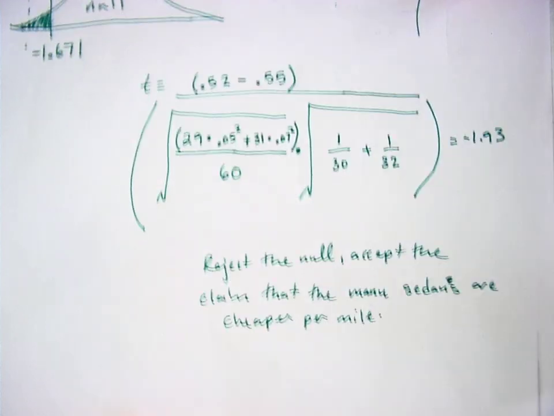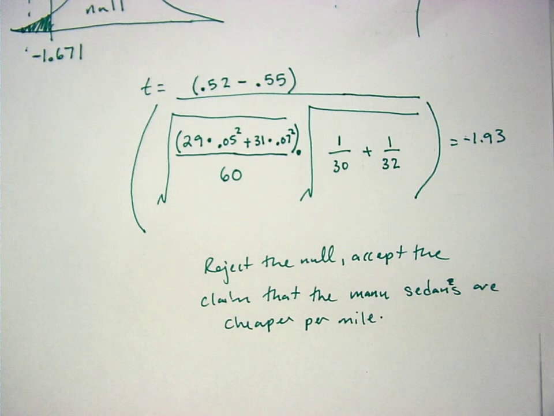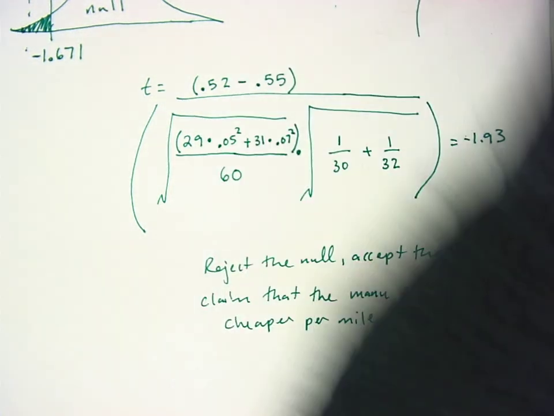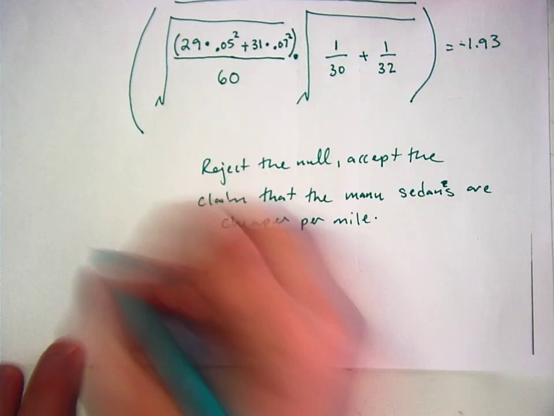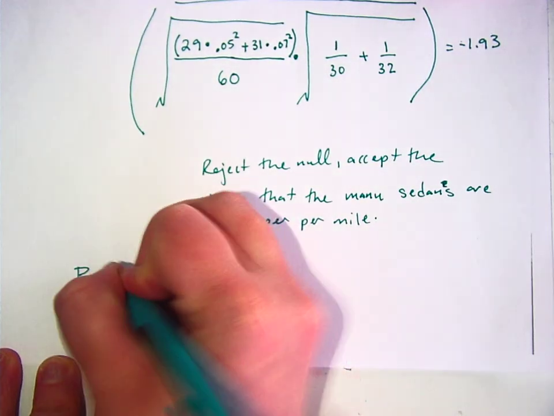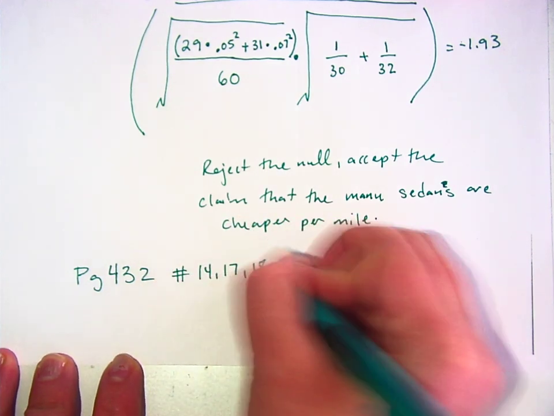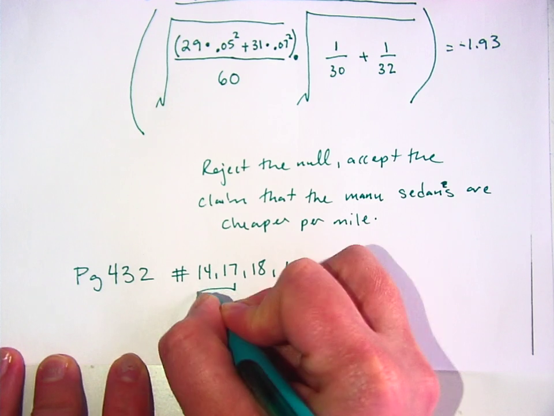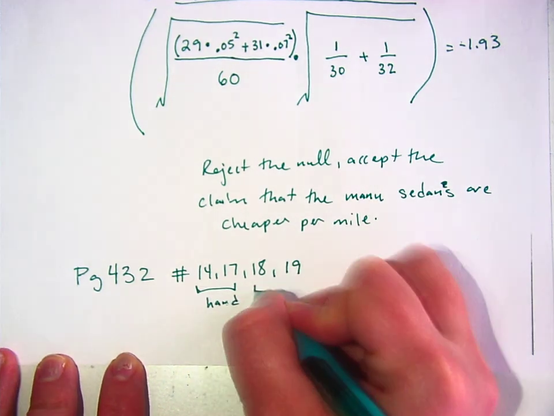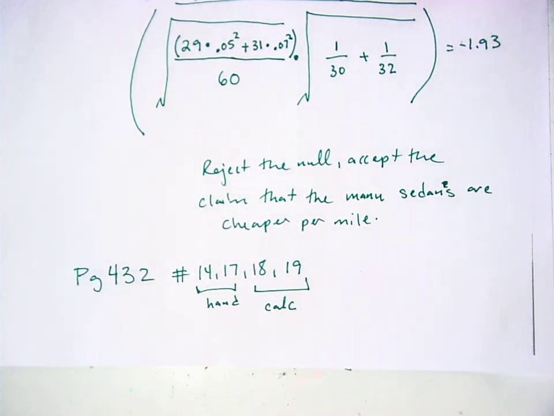All right, your homework is, and I'm going to specifically ask you to start one first with me, because you haven't had any experience with this yet, and I want to give you experience. Page 432, numbers 14, 17, 18, 19. Two of these are by hand, and two are by calculator. I want to do number 19 first, which drives a lot of you nuts because it's the last problem, and that's very frustrating. Okay, I guess I'll just do them all backwards.